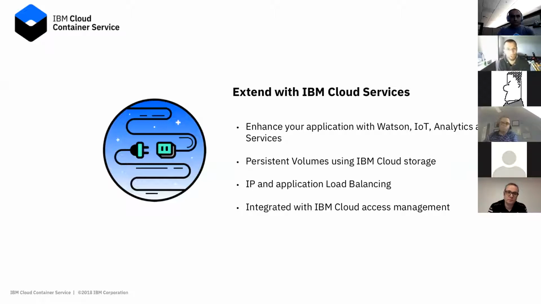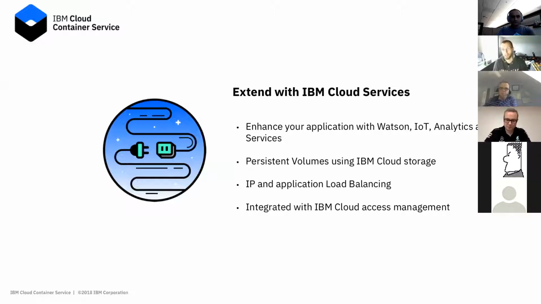And with that, you also get ingress support as well, which is on this slide, which is extending your cloud services. So not only can you get access to the Watson and other services, we have persistent volume support on IBM Cloud Storage, and then your IP and application load balancing. So that's the load balancer service in Kube, and ingress support as well. And there's integration with the IBM Cloud Access Management, so that integration allows setup of the RBAC policies as well for users and administrators.